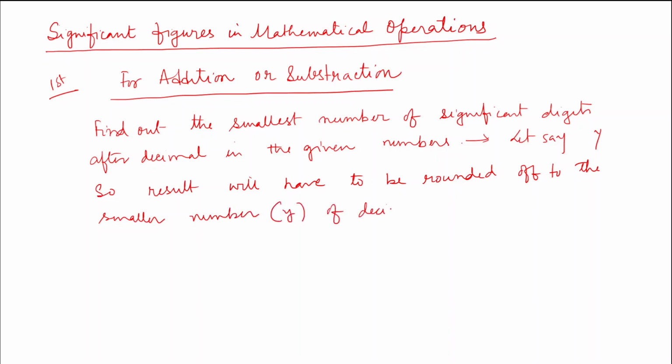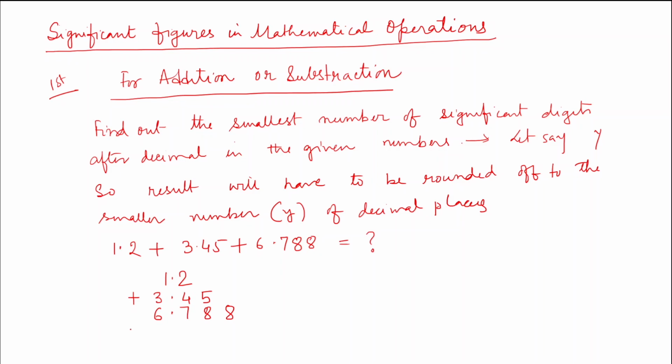Example, let us take the example: 1.2 plus 3.45 plus 6.788. So what will be the answer? The first one has 2 significant digits, the second one has 3 significant digits, and the last one has 4 significant digits. So let us write it in this way, column wise: 1.2, 3.45, 6.788. So the first number 1.2 has 1 significant digit after decimal.